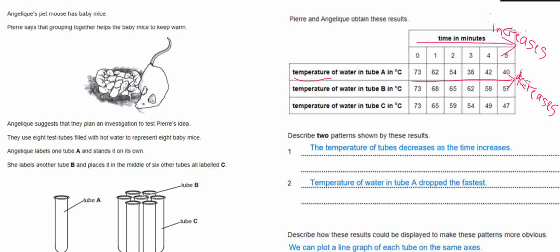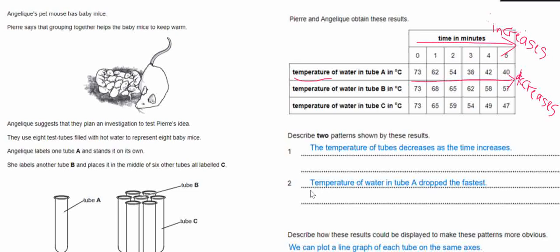So again, this is the pattern that we observed, and we write down: the temperature of the tube decreases as time increases. So one parameter decreases while another increases, or in other questions one parameter increases and the other one also increases. So you just have to observe the pattern of the numbers.